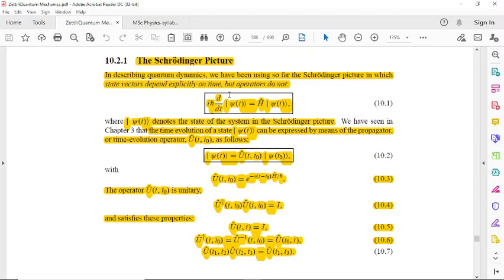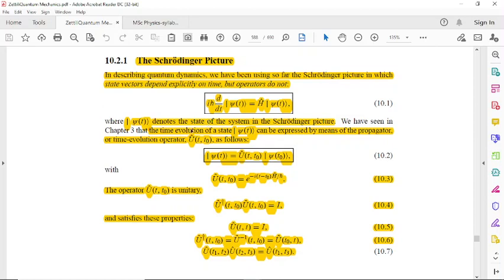The wave function or the state vector explicitly depends on time, but operators do not depend on time. So we can write i h cross d by dt of ket psi of t is equal to H ket psi of t, that is i h cross dou psi by dou t is equal to H psi, where ket psi of t denotes the state of the system in the Schrodinger picture.